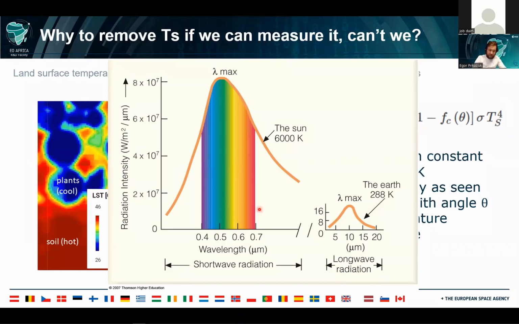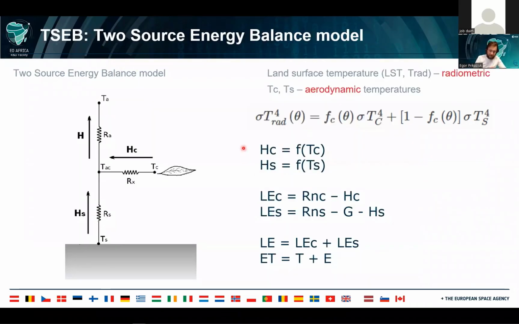What the two-source energy balance model does is it decomposes this radiometric temperature, the land surface temperature that we see, into aerodynamic temperatures of canopy, where C means canopy, vegetation, and S in this case means soil, where FC is the fractional cover. So it's literally the portion of radiation of vegetation that we see and the portion of soil that we see, because what is not vegetation is soil.